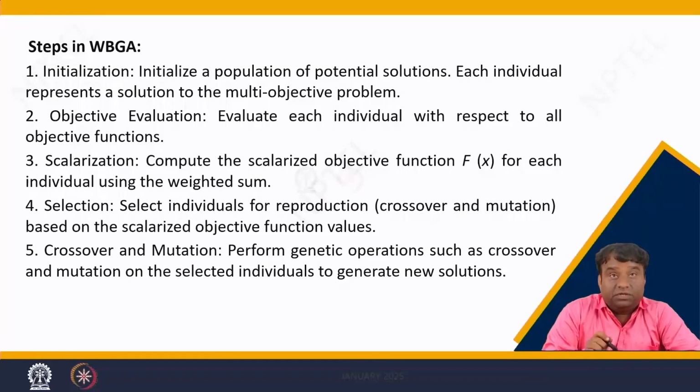Steps in WBGA. First is initialization: initialize a population of potential solutions. Each individual represents a solution to the multi-objective problem. Objective evaluation: evaluate each individual with respect to all objective functions. Scalarization: compute the scalarized objective function, that is F(x), for each individual using the weighted sum. Selection: select individuals for reproduction based on the scalarized objective function values. Crossover and mutation: perform genetic operations such as crossover and mutation on the selected individuals to generate new solutions.